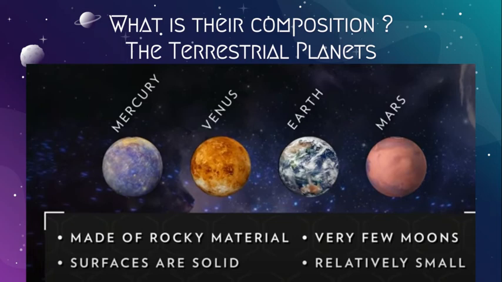What is their composition? The terrestrial planets, Mercury, Venus, Earth, and Mars, MVEM. They're made of rocky material. That's why they're called terrestrial. Their surfaces are solid, they have very few moons, and they're relatively small compared to the Jovian planets.